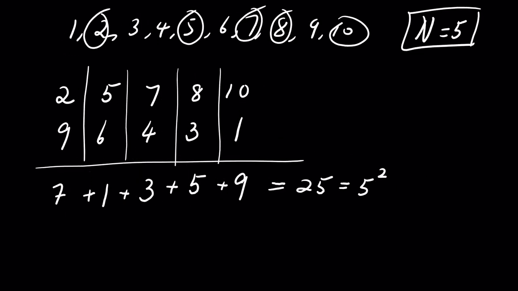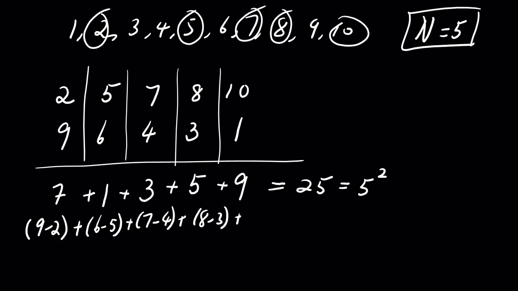Now, let's understand again from the first example. The absolute difference of 2 and 9, which is 7, is actually equal to 9 minus 2. For the second one, it is 6 minus 5. The third one is 7 minus 4. The fourth one is 8 minus 3. And the last one is 10 minus 1. What can you observe here?